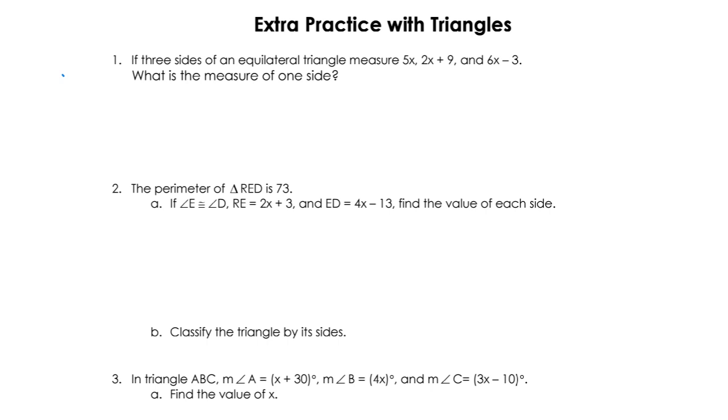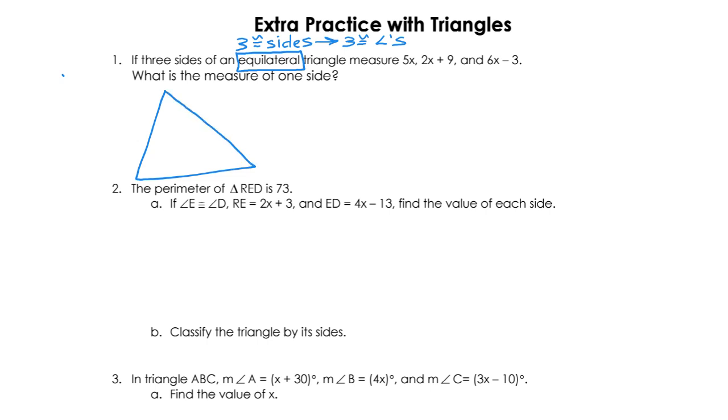So in number 1, it says if 3 sides of an equilateral triangle measure, and there's a key word in there, and that word was equilateral. And remember that equilateral triangles have 3 congruent sides, which then implies 3 congruent angles. Okay, so we can go ahead and draw a triangle.